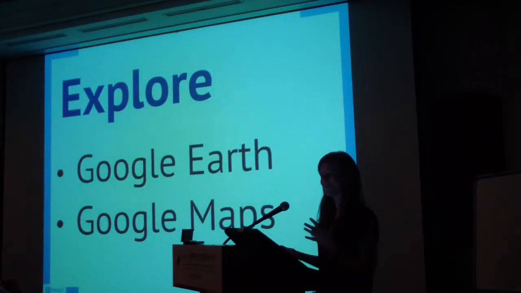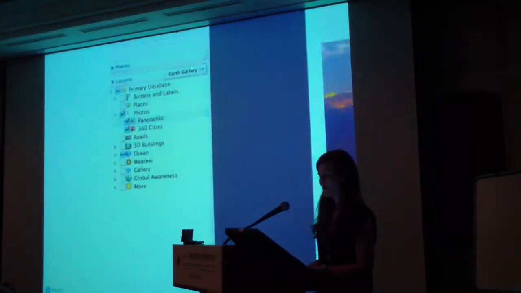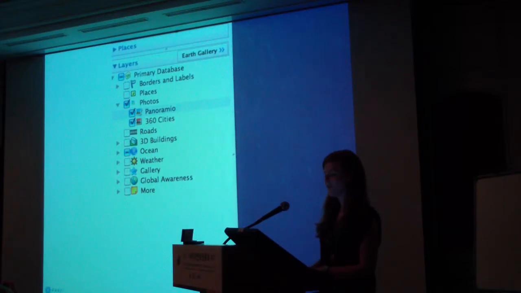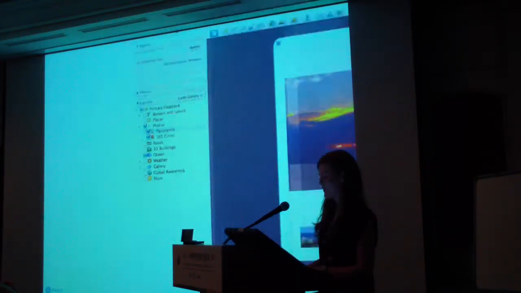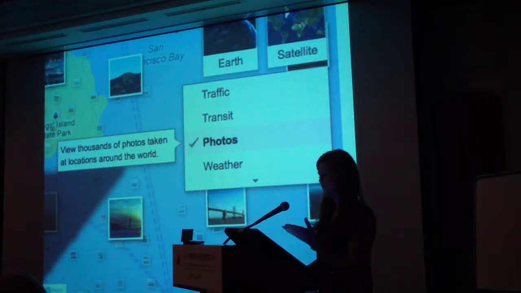Now I'm going to talk just briefly about exploring in Google Earth and Maps, because sometimes people have difficulty finding these Panoramio photos. So here is just a screenshot of Google Earth. If you go into the layers, you just turn on the photos layer and Panoramio, and that will give you photos. And in Maps, you go up and turn on the photos layer, and that will give you access to all of the photos.